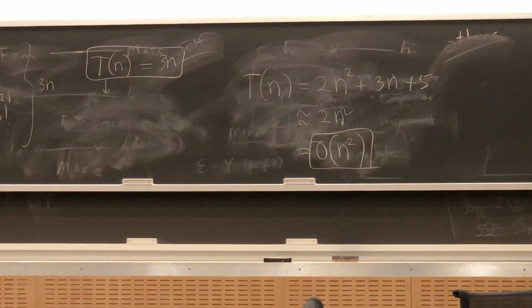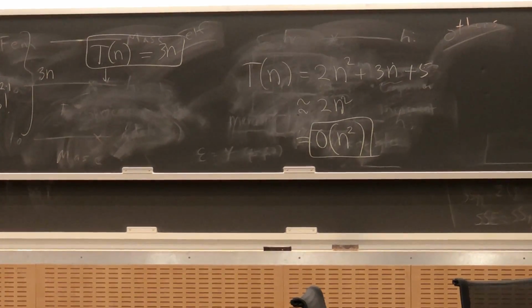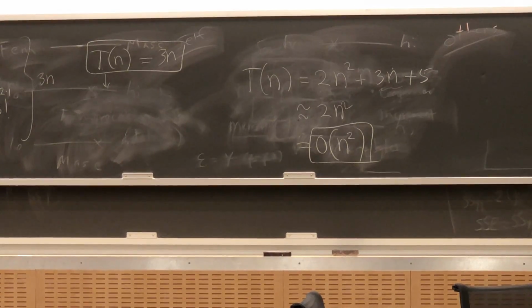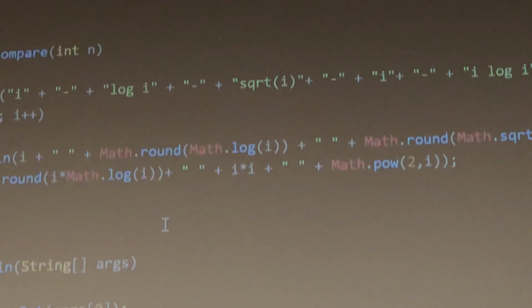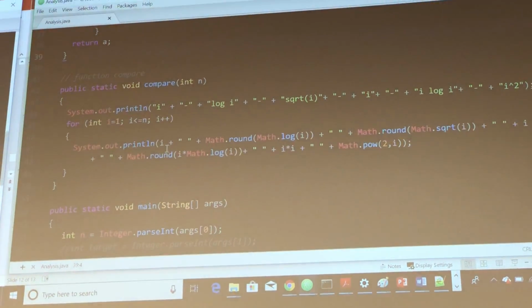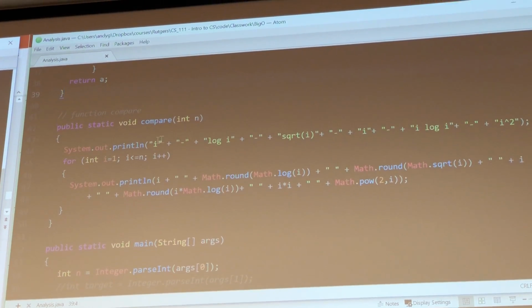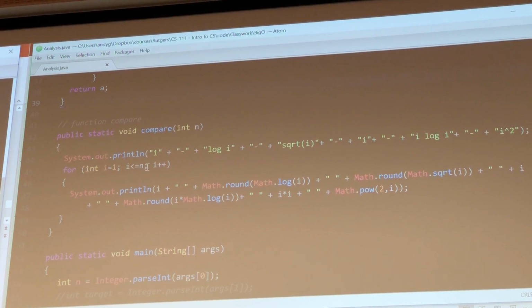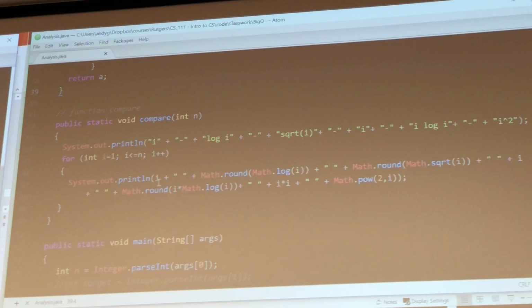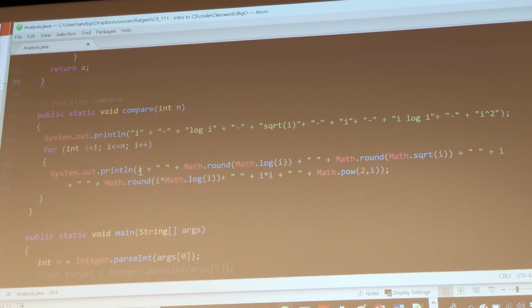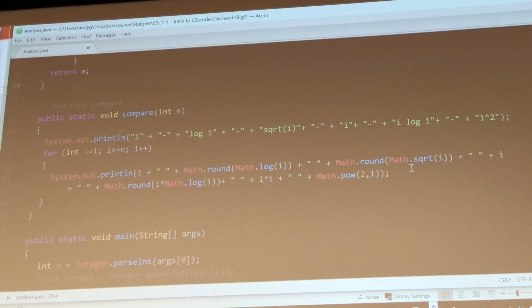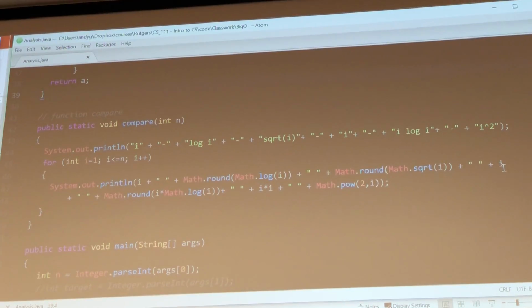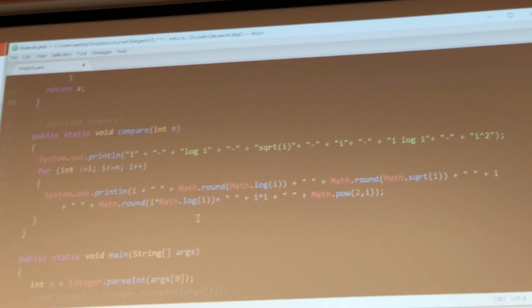Let me show you one thing, because I think I asked the question, I never answered this question here, right? I can try to answer. I don't know whether it's the right way to answer, but it's a way to answer the question. So here I have a program. What it does is, if you give me an n, I will print out from 1 to n. I'll print out the I, which is whatever thing I'm looking at. I will look at the log of I, and then I'll look at the square root of I, then I'll look at the I itself, then I'll look at the I log I.